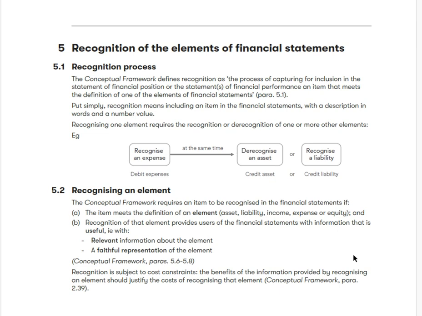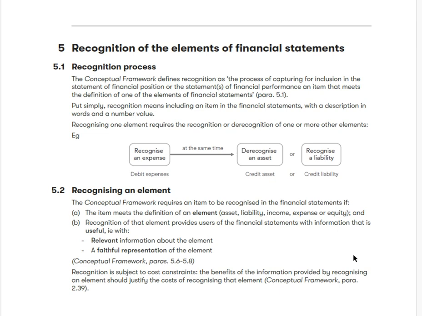Recognition of one element requires the recognition or derecognition of one or more other elements. That means the dual impact. When you are crediting something, you have to debit something. When you are debiting expenses, you have to credit a liability or an asset. There should be a debit and there should be an equivalent credit. So it happens like that when you are recognizing an element. If you are going to recognize an expense, debit expenses, at the same time credit an asset or credit a liability.